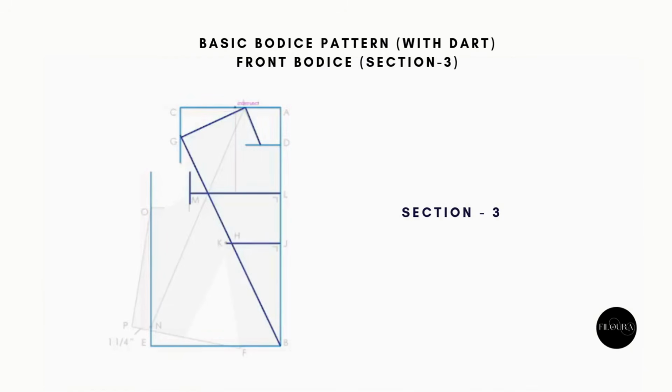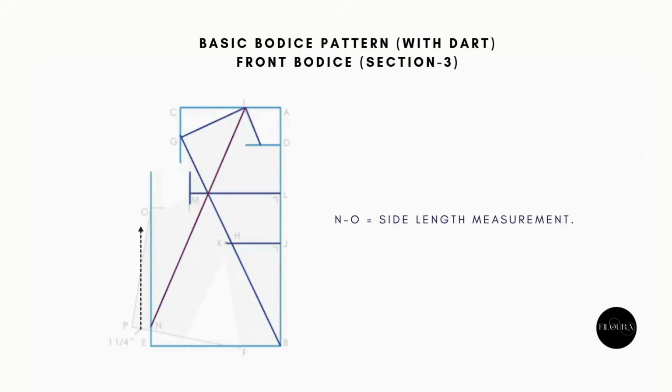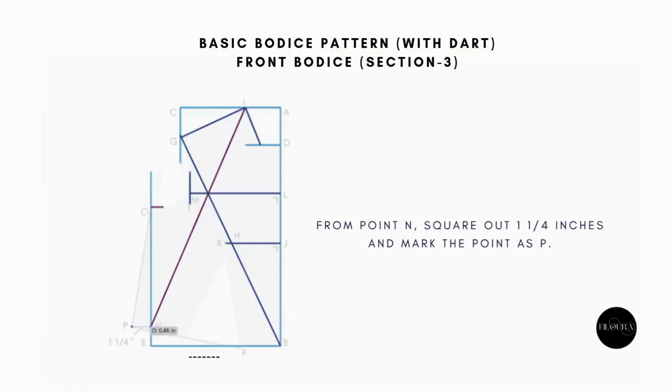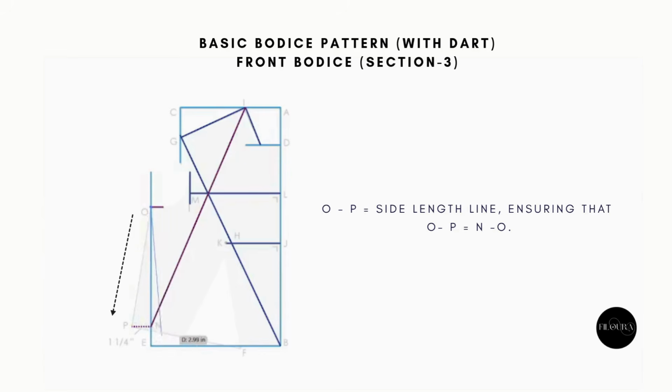Now let's move on to section 3. First, mark I to N, that is neck strap measurement plus 1/8 inch. Remember, start measuring from point I and mark the point N on the side seam guideline. Draw this line in the same way as the shoulder slope and shoulder length line. Next, mark N to O, side length measurement. Now, from point N, square out 1/8 inch and mark this point as P. Draw O to P side length line, ensuring that O to P is equal to N to O measurement.